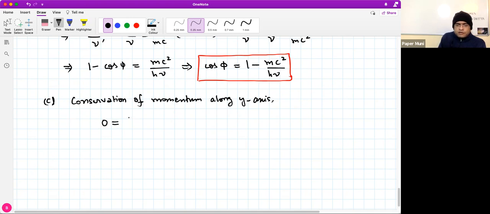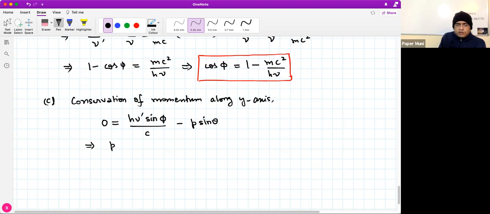So this will give us h nu dash. Now remember this, the scattering angle for the photon is phi. Instead of phi, earlier we mentioned the angle was theta. We are using phi here according to the question. So don't think that I gave you something different in the theory part. It's just a matter of notation.